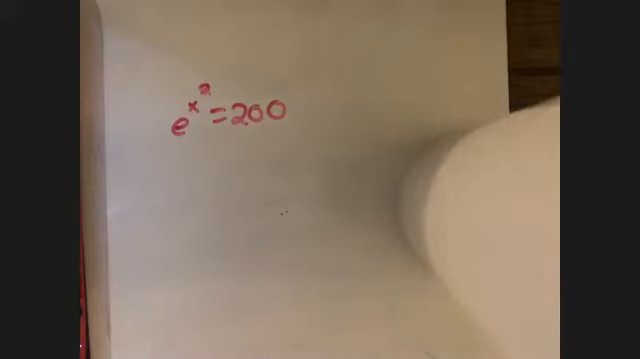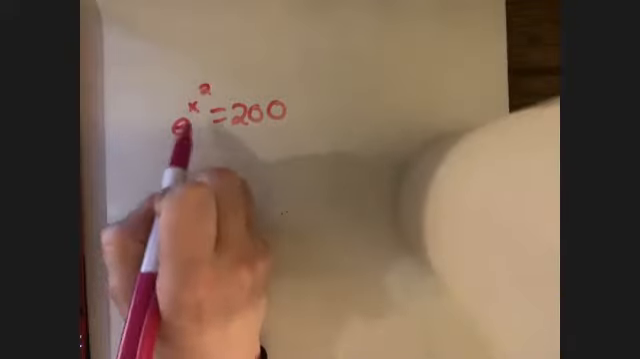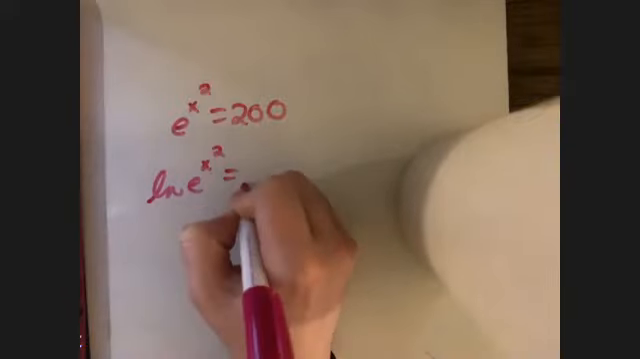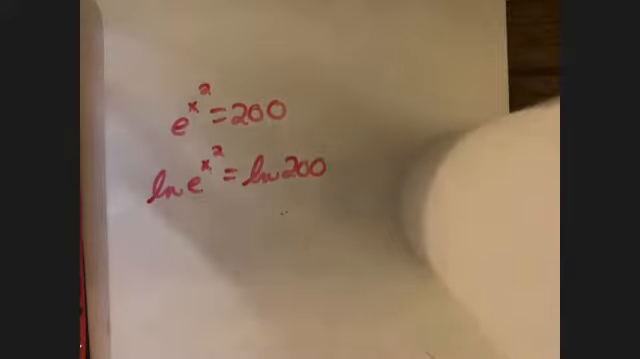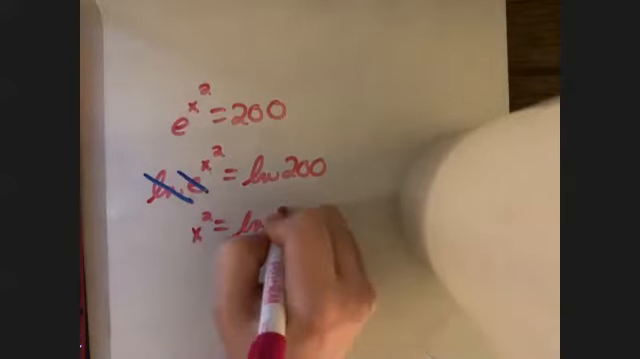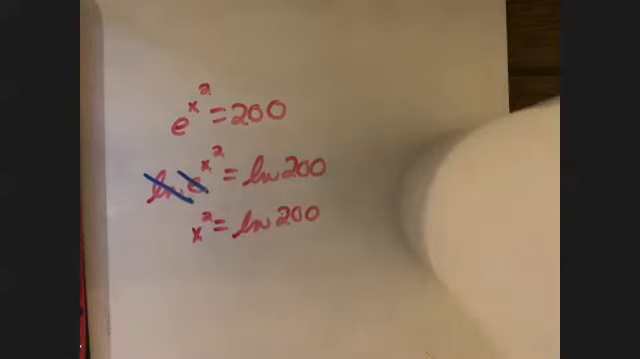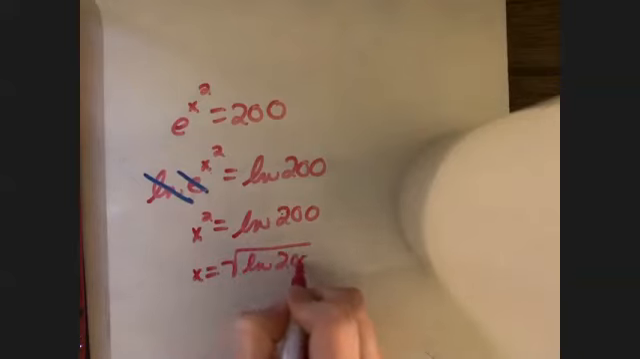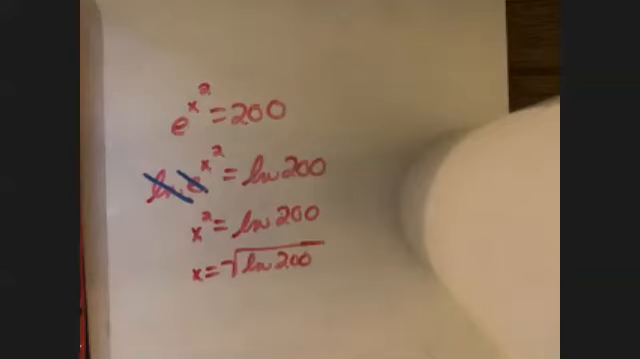So e to the x squared equals 200. Now, sometimes we have problems where one log version is going to work better than the other ones. Anytime you have a base of e, you want to use natural log against it, because when you have e against natural log, they cancel each other out. So this now leaves me x squared equals natural log of 200. So then x is going to be the square root of natural log of 200. And again, that would be exact.